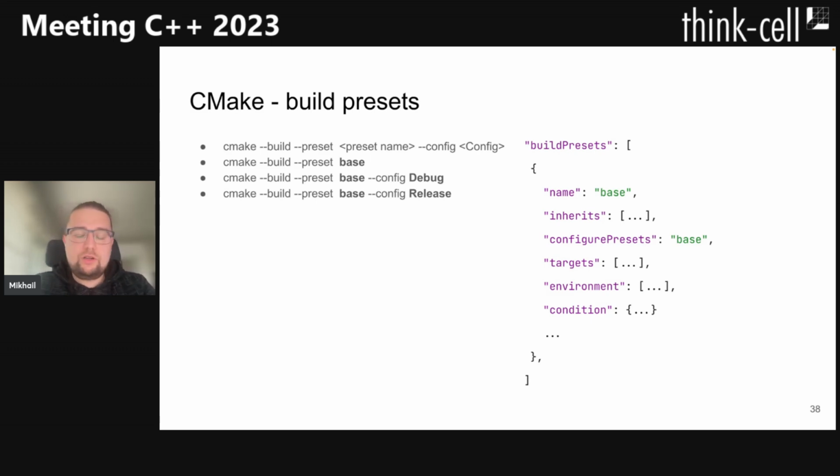You can say which targets you want to build. Sometimes you want to build different targets for different presets. And again, you can supply some environment variables and conditions for when that preset is available. To execute it, you just say cmake --build --preset base. And if you use a Ninja multi-config generator, you can also choose which one you want to build, debug or release or any other configuration.